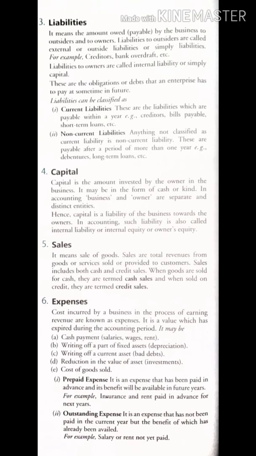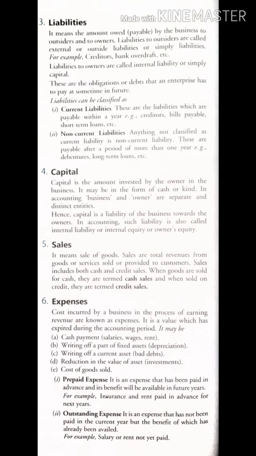Now the next basic term is capital. The word capital is very clear. Capital is the amount invested by the owner in the business. It may be in the form of cash or kind. In accounting, business and owners are separate and distinct entities. Just now I explained to you that the business is liable to pay owners also. You may say, ma'am, it's their business. You will say, ma'am, it's their business only, right?